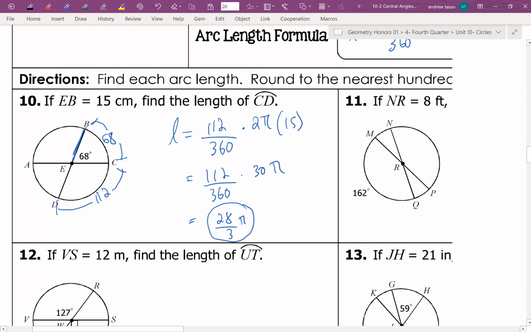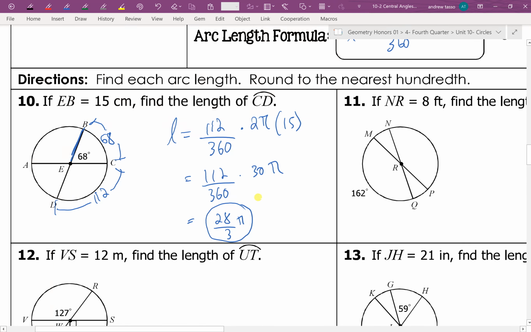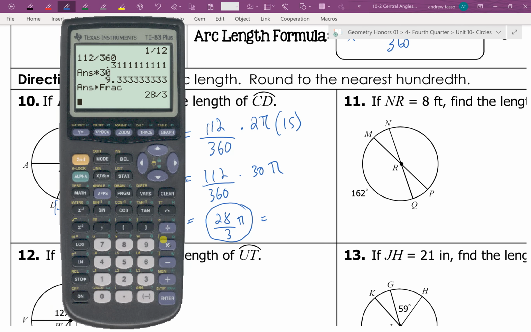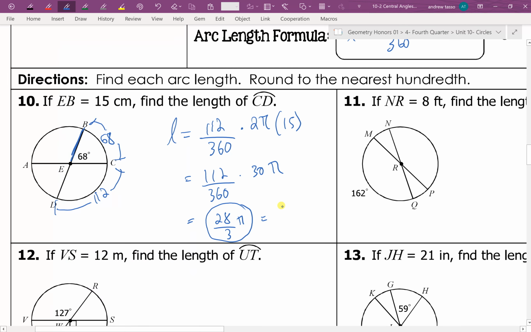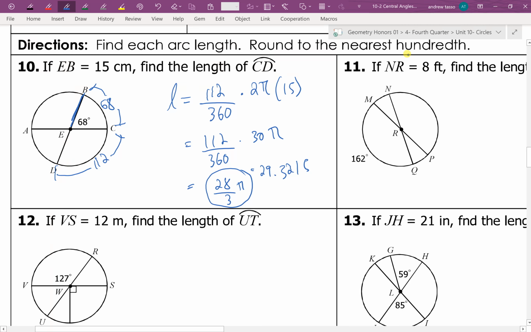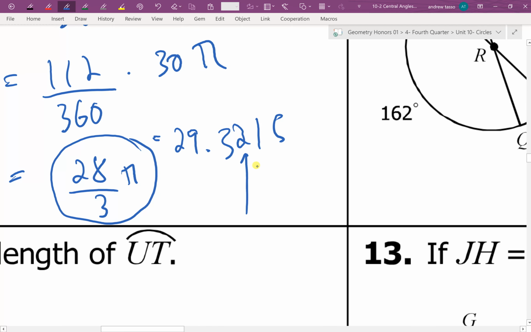If you look at the instructions, it says round to the nearest hundredth. That means they actually want you to multiply through by the pi. So we can also do times pi here, and 29.3215. If you want to round to the nearest hundredth, this is the hundredth place, so you would use this next digit to see if you want to round up or down. In this case, we want to just leave it as it is. You just chop those off, and that would be the nearest hundredth.